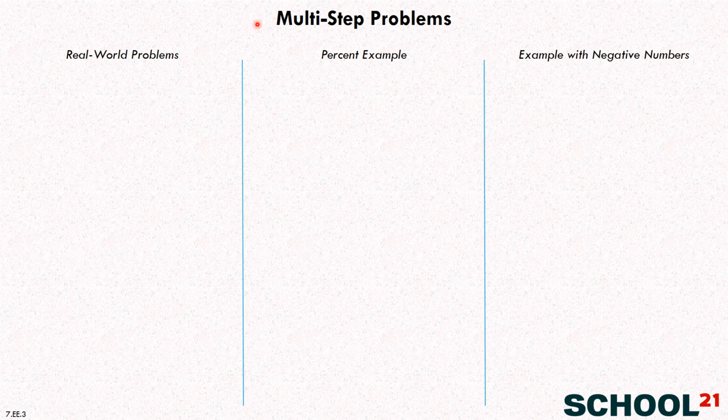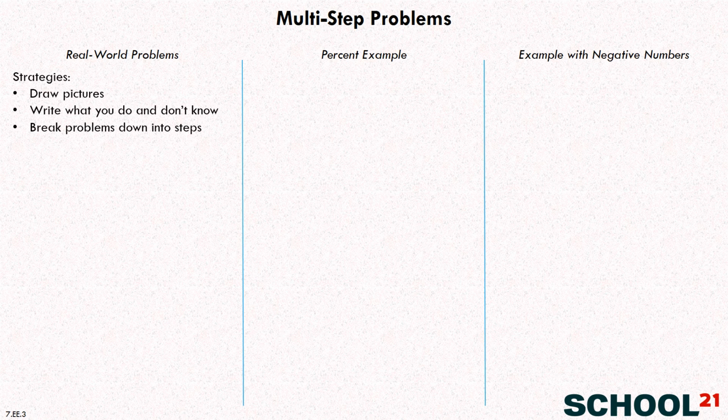Ready to go? Yes. Okay, so we're going to look at some real-world problems, some percent examples, and then an example with negative numbers, okay? Okay. All right, so let's look at a real-world example. What we're going to be doing here is just looking at problems that you might encounter in your real life and just how to solve them. It might not seem like we're using equations. You're kind of using equations in your mind, but let's take a look.